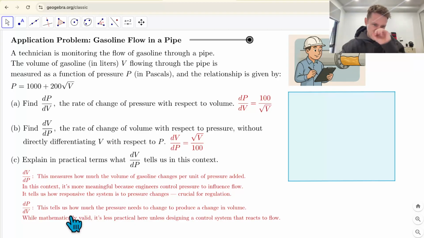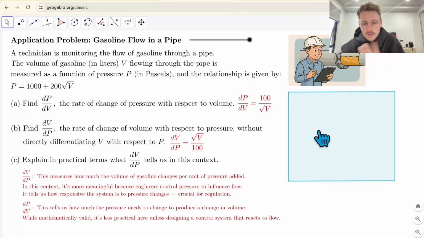Now, the other way, dP/dV, we can say that this is mathematically valid, but it's less practical unless you're designing a control system that reacts to flow, because this is telling us how much the pressure needs to change to produce a change in volume. So this is a different situation: given some change in volume, how much did the pressure change? While it's valid, it's not as useful because what the engineers can control is pressure. So it's a bit more complex than your usual just taking a derivative, but you can see why it might be relevant for practical situations.